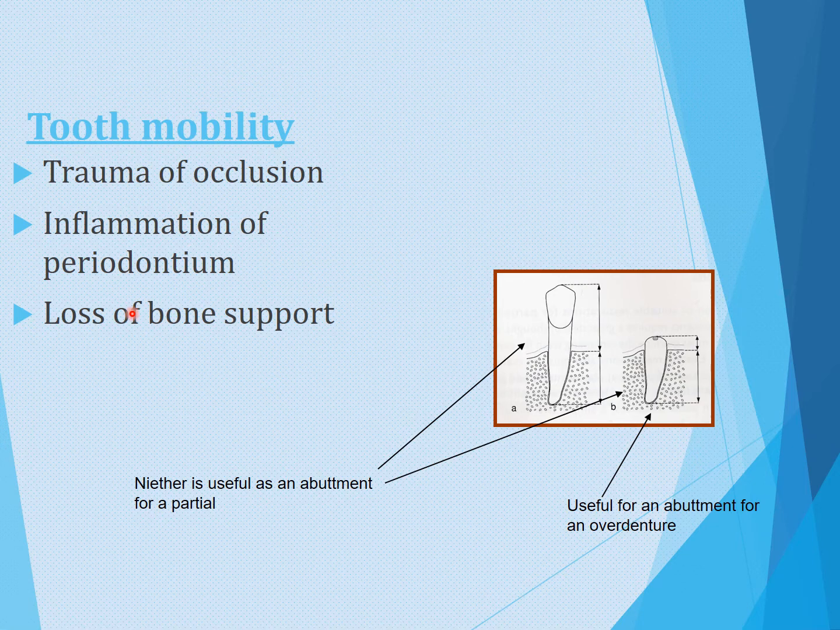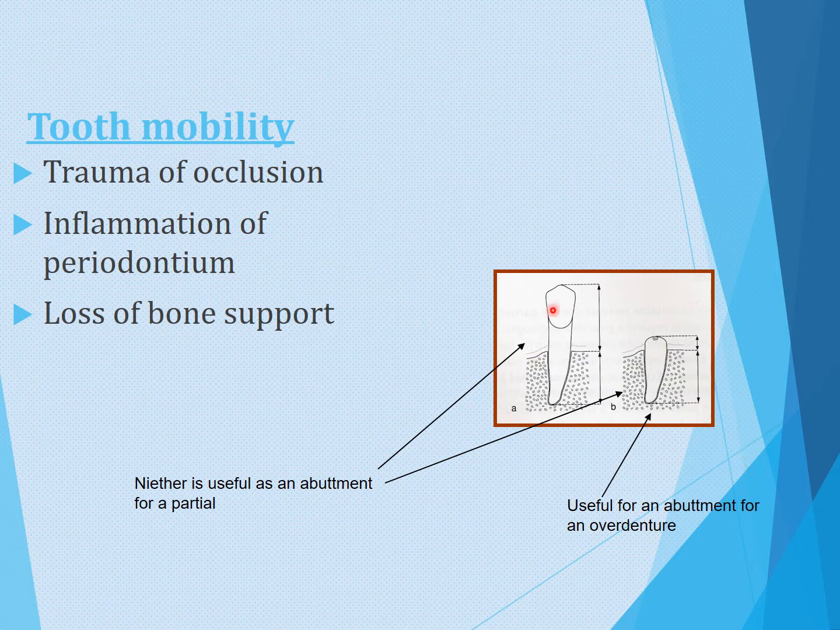Inflammation of the periodontium, loss of bone. So you can see, like, we can use an abutment here. Maybe you cannot use this abutment. Okay, but you can see that for overdenture, we can still use it. Okay, this one can be used.